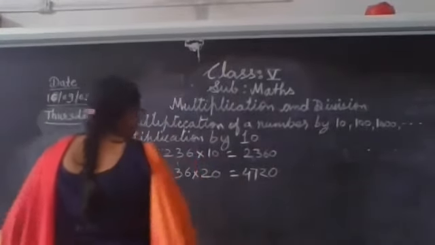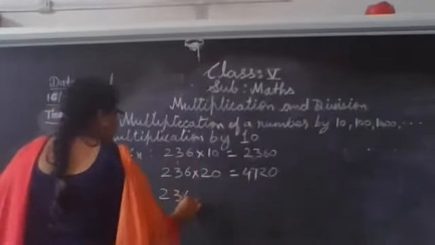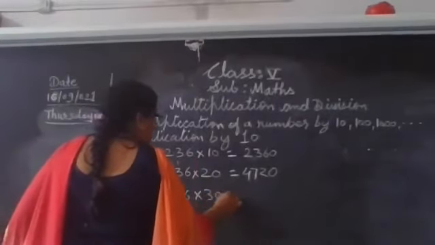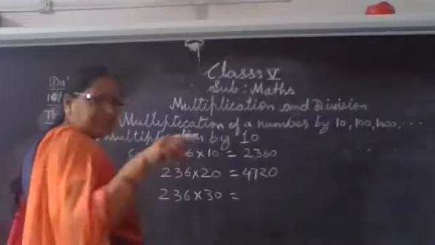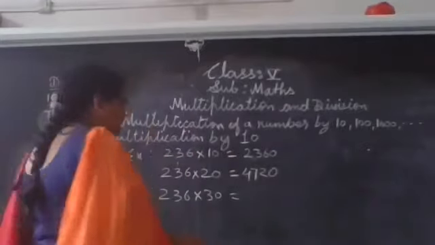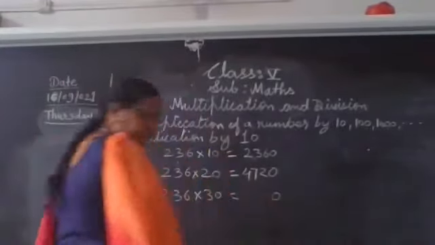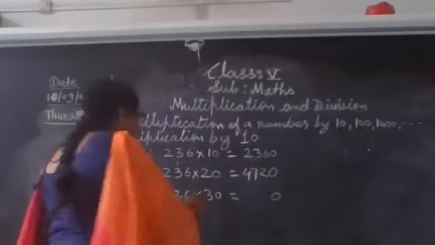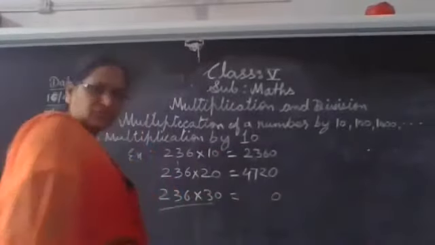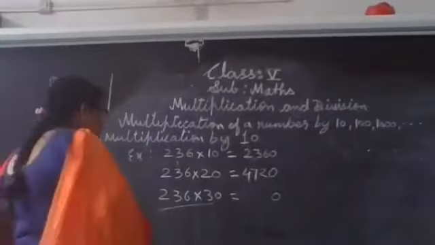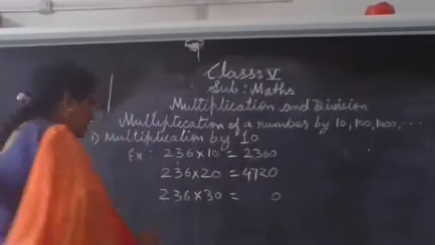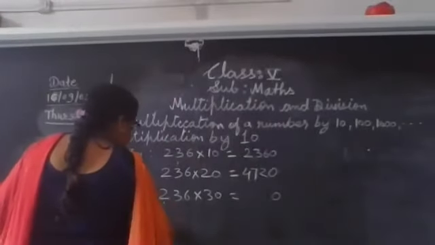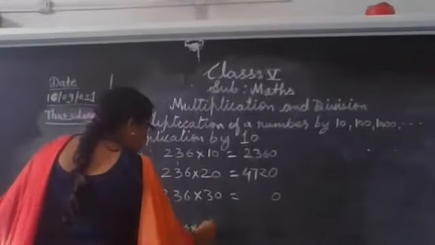Same thing. So what to do? Again, 30 is divided into 3 into 10. So write down the 0 of 10 and multiply the whole number by 3. Okay, so in this way, you will be able to multiply 236 by 90.